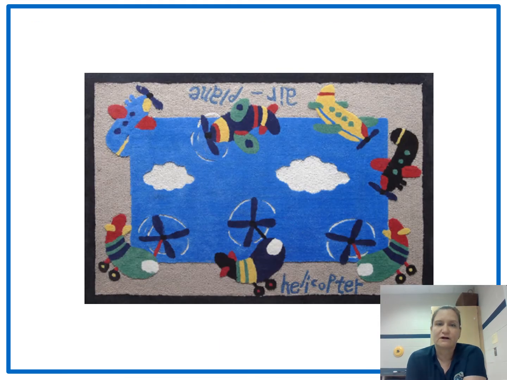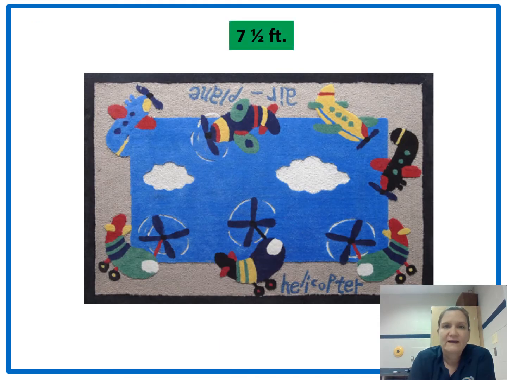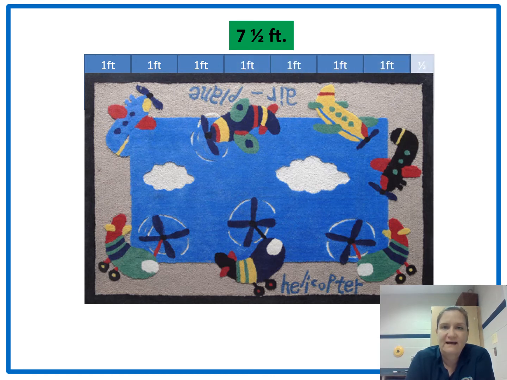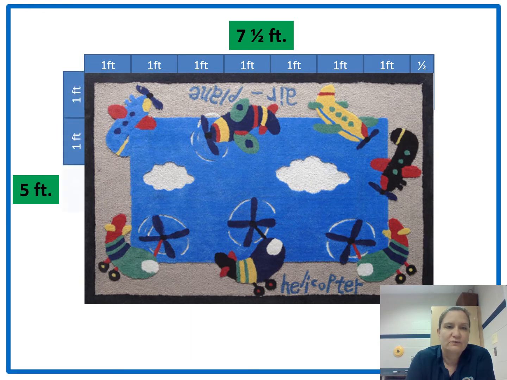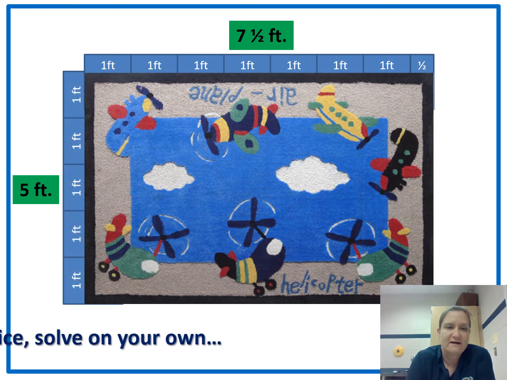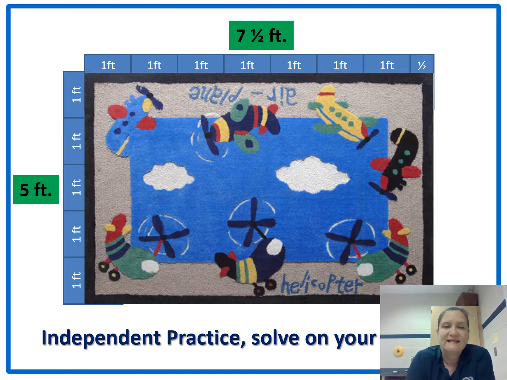Okay, so here's Carter's carpet, and it is 7.5 feet long. 1, 2, 3, 4, 5, 6, 7.5. And it is 5 feet wide. 1, 2, 3, 4, 5. Okay, this is an independent practice problem, so I want you to solve it on your own. So you're going to pause the video, solve this on your own, and then unpause the video when you are done.